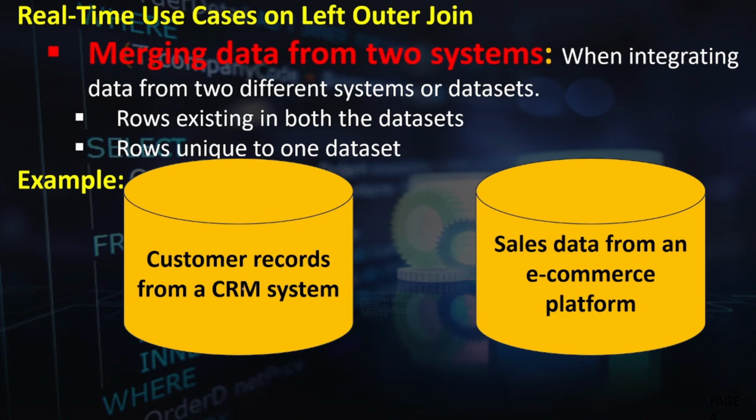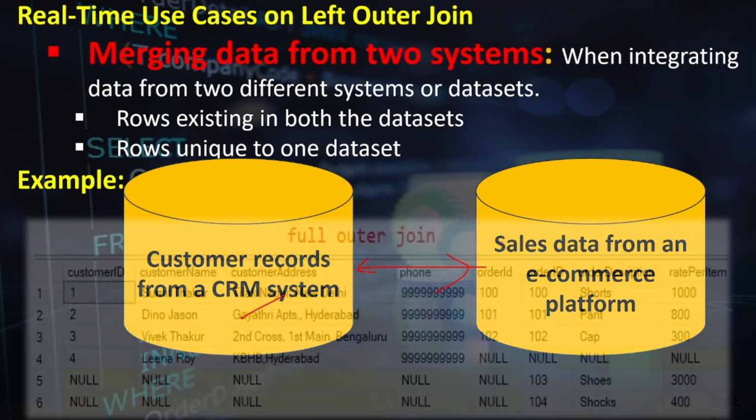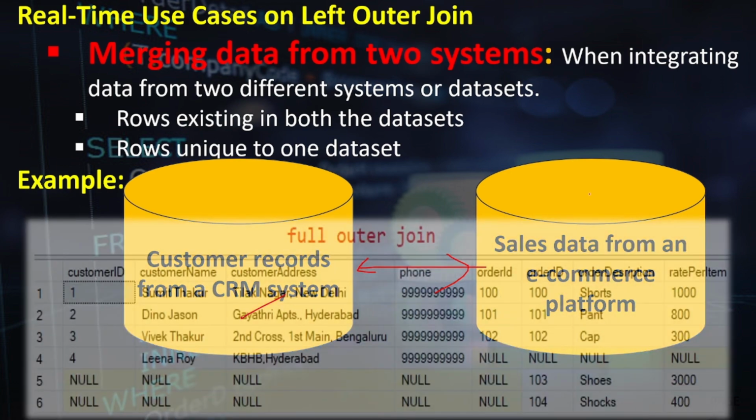So you see customer records from a CRM system and sales data from an e-commerce platform. There are two places, and I want to combine those two. There could be some matching records, there could be some non-matching records, and that's where I'm going to put a full outer join on these two. And here is the result. This pulls sales data from the e-commerce platform, and this pulls customer records from the CRM system.